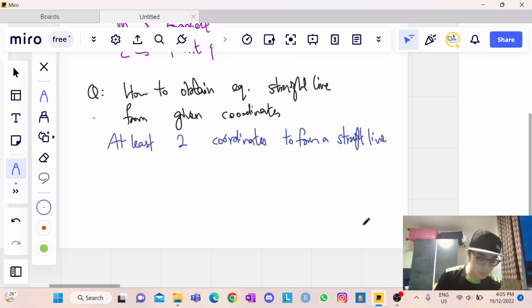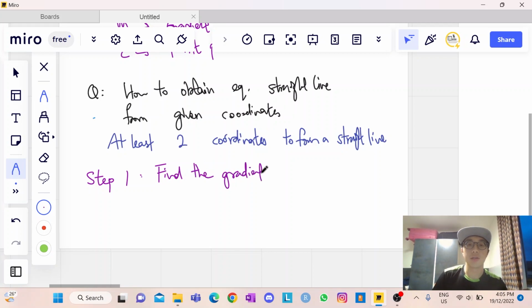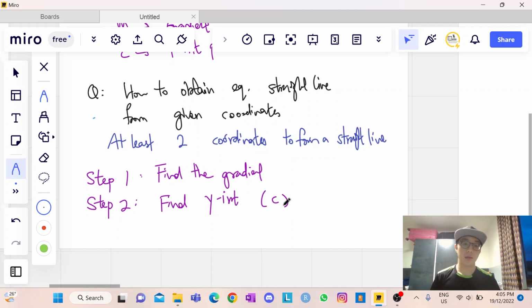And there are a few steps to do it. Step 1, of course, find the gradient. The first thing, you will find the gradient and you will write it in terms of y equals mx plus c. Then step number 2, find the y-intercept, which is the c. Then you will get your equation of a straight line.